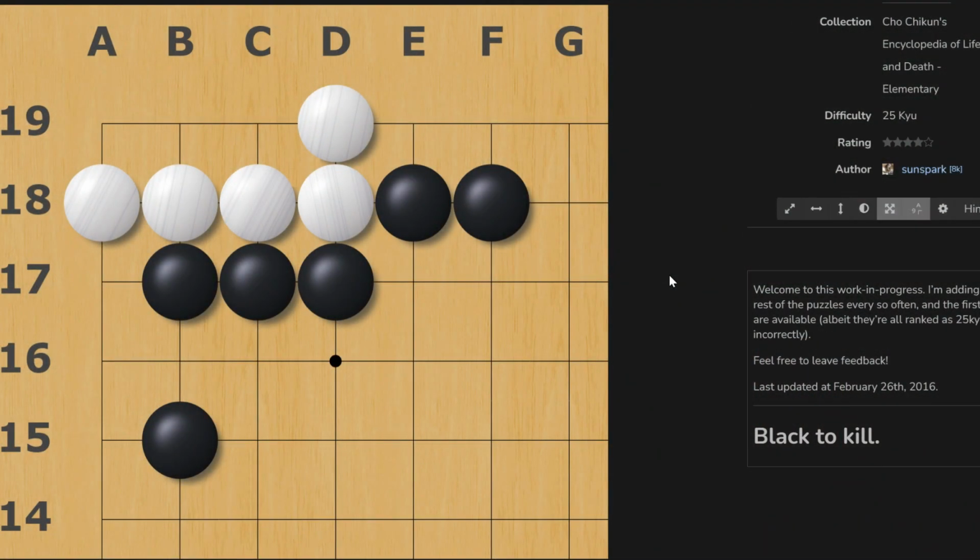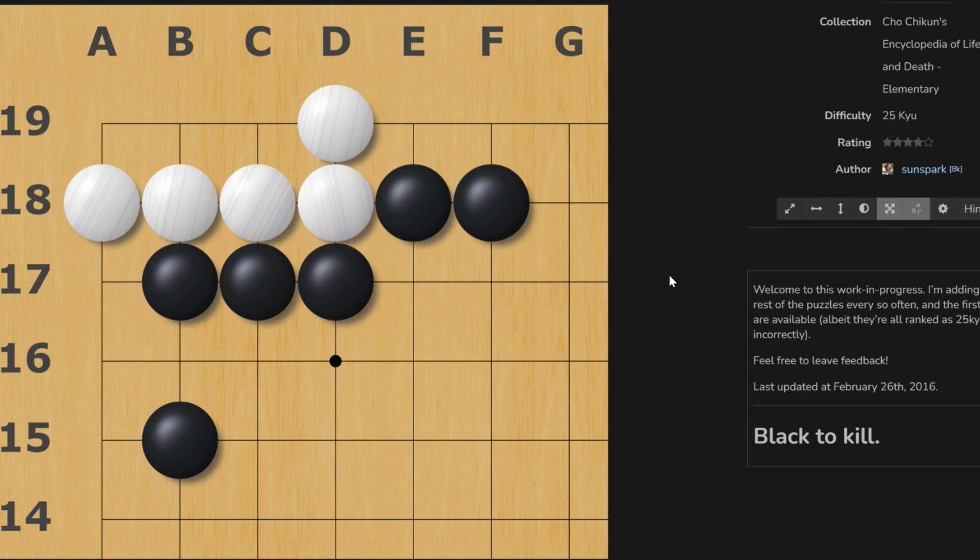Let's take a look at the game of Go. And here we have something with a cool name. It's from Chochikun's Encyclopedia of Life and Death. Well, as someone who's playing Go, you can see that this is pretty elementary. If you don't know, it doesn't really matter. These are some simple exercises on making the right move.